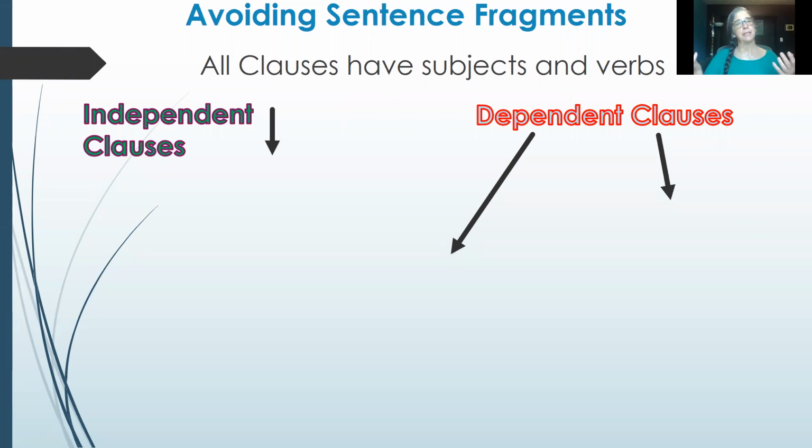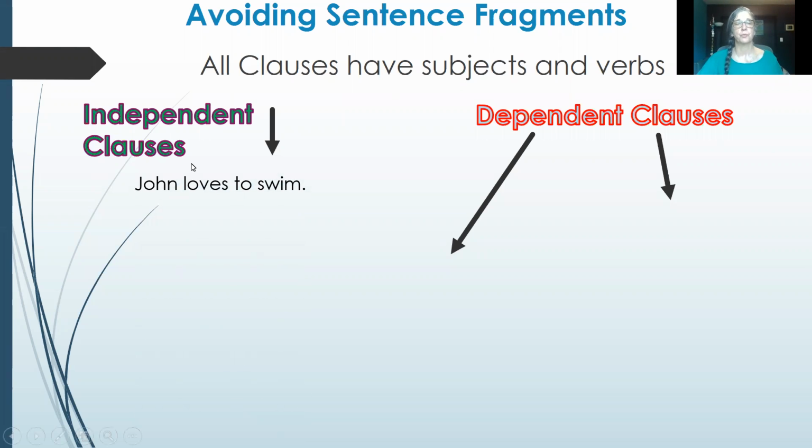And now let's think about a dependent child that cannot do all of those things. How important is it for that dependent child to be connected to an independent adult to help take care of them? It's pretty important, isn't it? And the same is true here. An independent clause can stand by itself as a sentence. It doesn't need anything else. A dependent clause, just like a dependent child, needs to be connected to that independent clause in order to be a sentence.